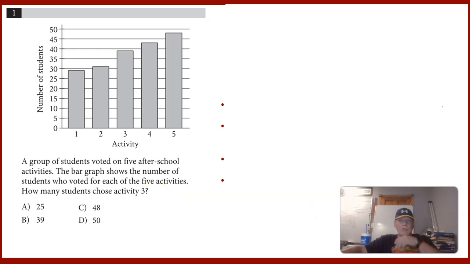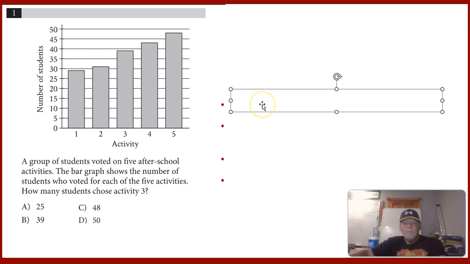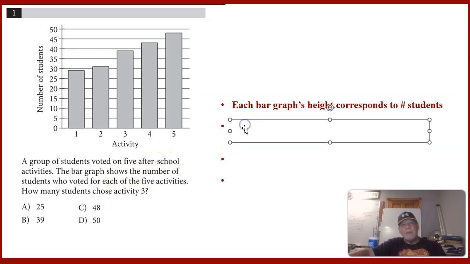So all you have to do is just analyze it. So pause this, and it'll only take you a minute, and then we'll talk about it after you've worked the problem. All right. So each bar graph's height corresponds to a number of students that we're talking about. So on 1, you would go to the top, and then you would go over until you saw about where it was. And then activity 2, 3, 4, and 5. And it's asking you about activity 3.